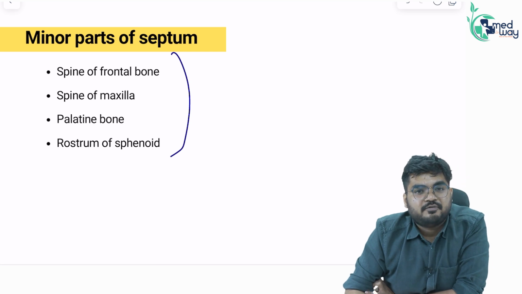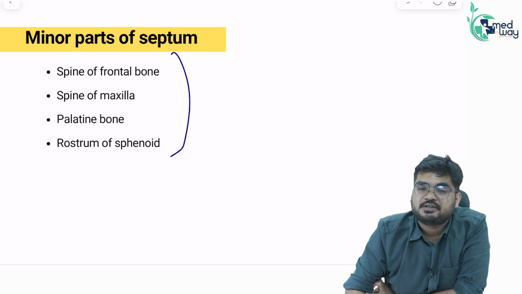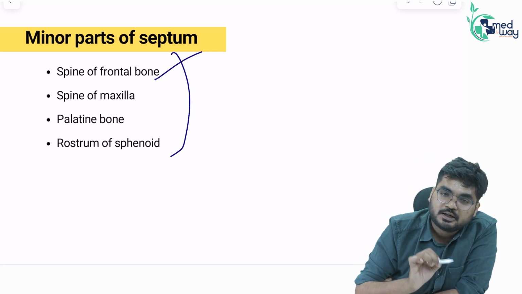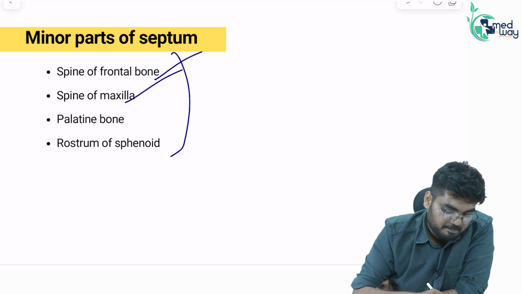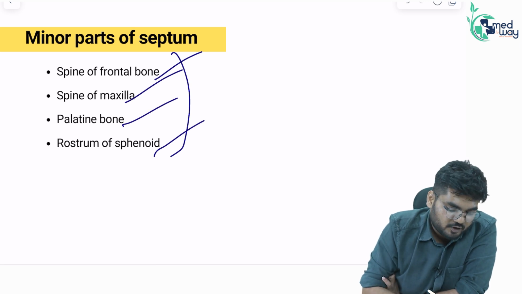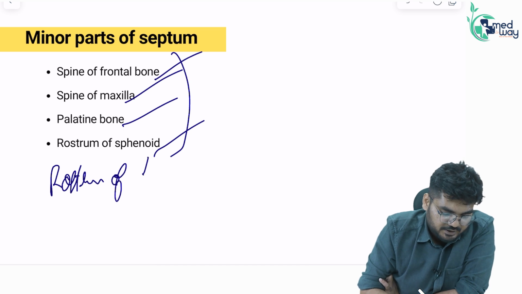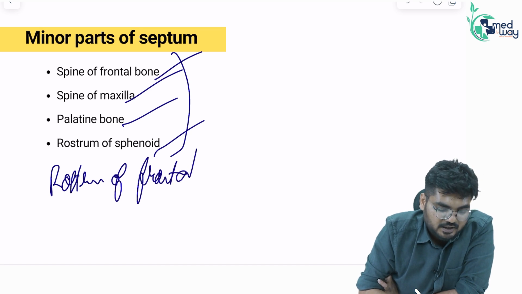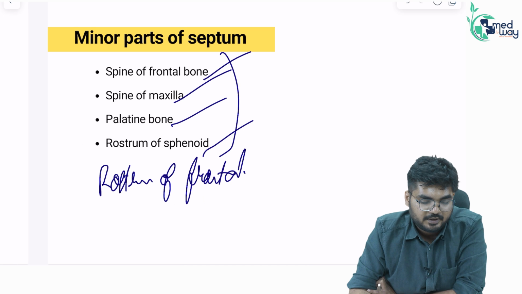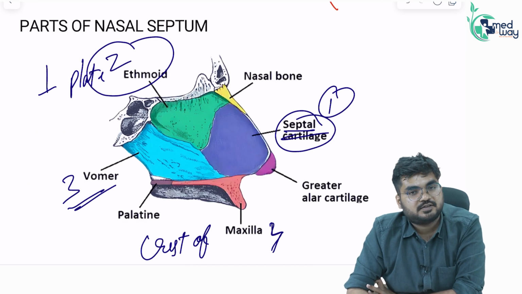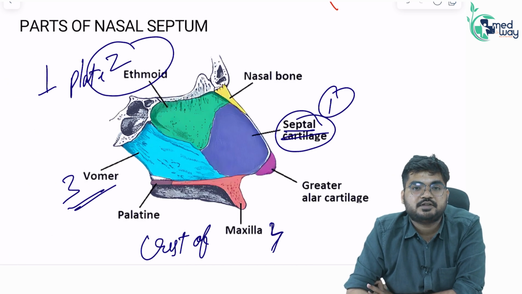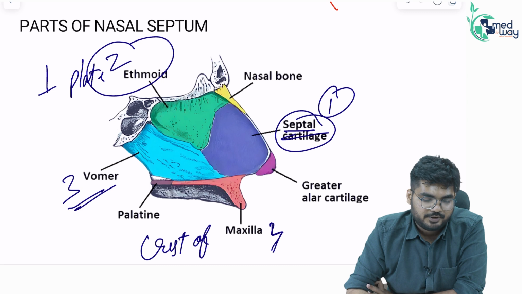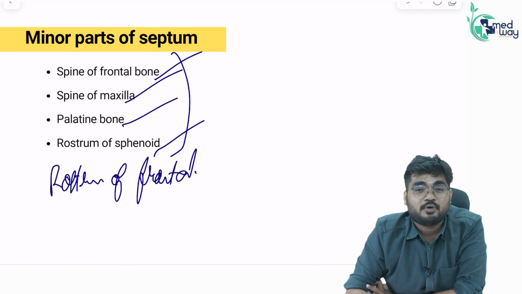These names are very important to remember. Minor parts of the nasal septum include spine of frontal bone, spine of maxilla, palatine bone, rostrum of sphenoid, and lastly rostrum of frontal. These names you have to remember. These are the minor parts of the nasal septum, whereas these four that we had discussed earlier are the major parts of the nasal septum. Very important for you to remember. I hope this particular point is very much clear.